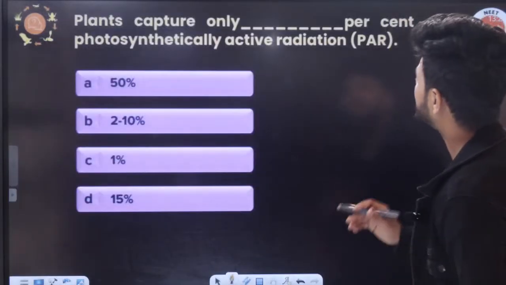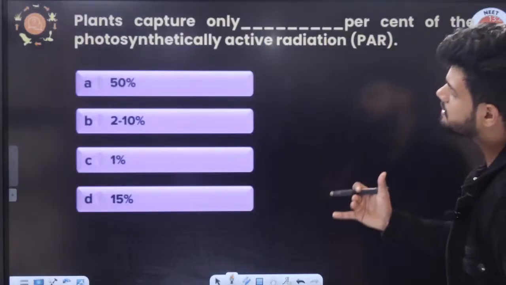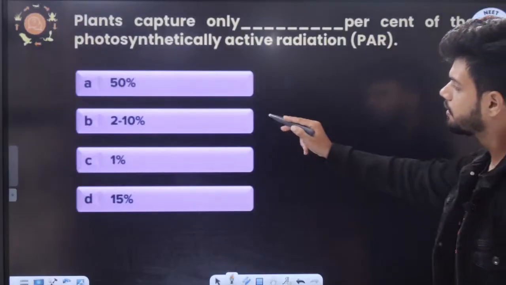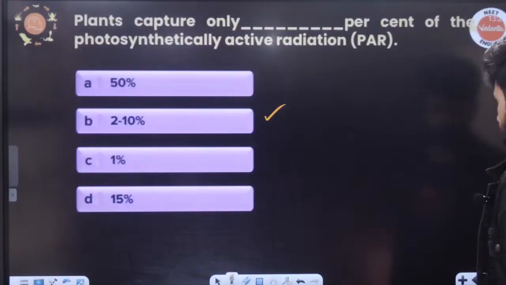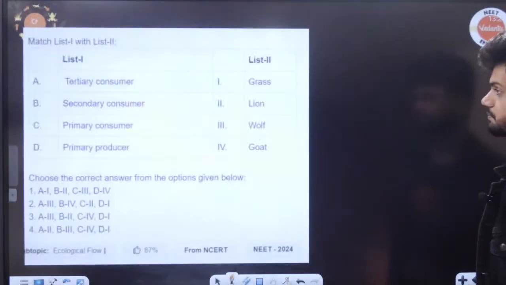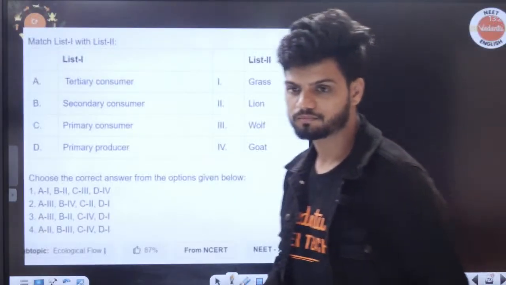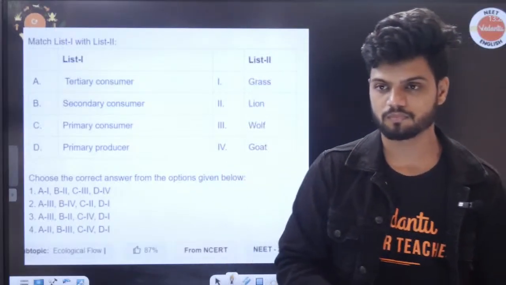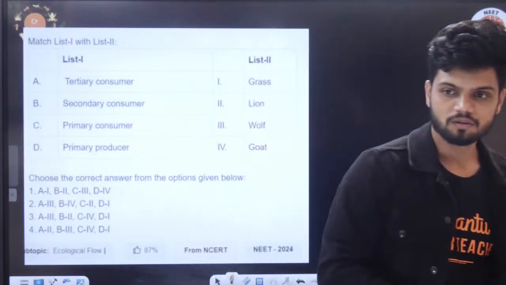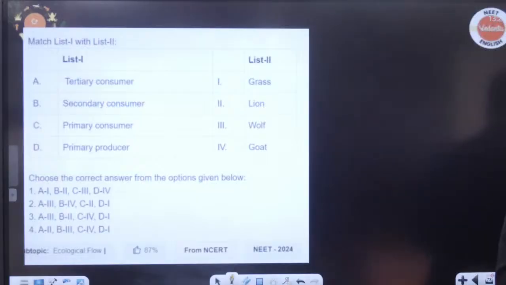Plants capture only 2 to 10% of the photosynthetically active radiation, PAR. Do this question, all of you. Quickly. I'll give you some time. Easy question again.